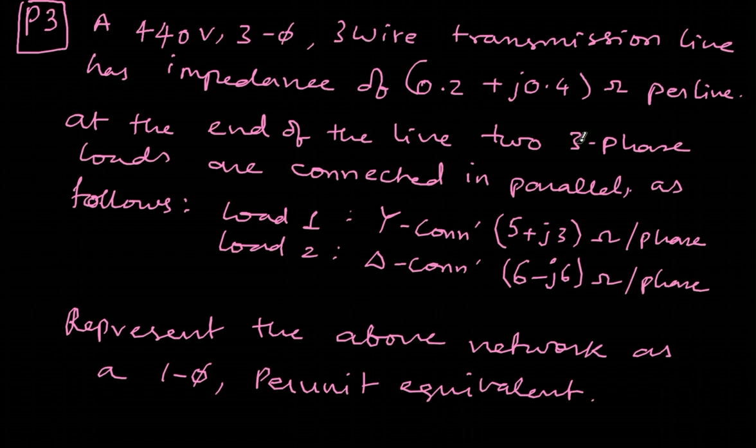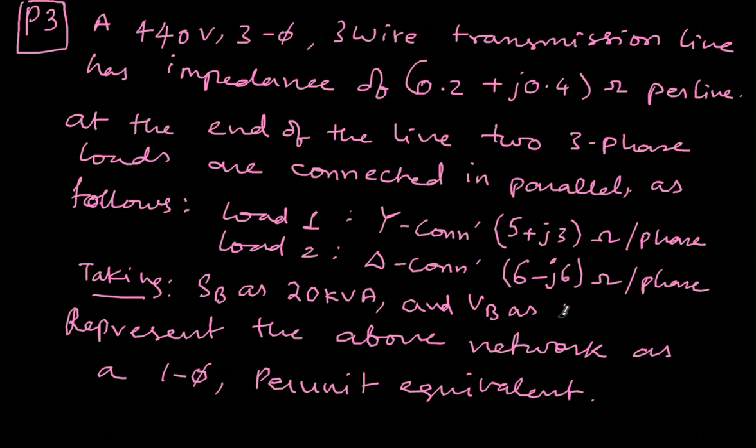At the beginning of the line, nothing is given. But at the end of the line, two three phase loads are connected in parallel as follows: load 1 and load 2. Load 1 is star connected, 5 plus j3 ohms per phase, and load 2 is delta connected, 6 minus j6 ohms per phase. The question is, represent the above network as a one phase per unit equivalent. Of course, I think the question is incomplete. Let me just add some more points here. Taking S base as say 20 kVA and V base as 440 volts.